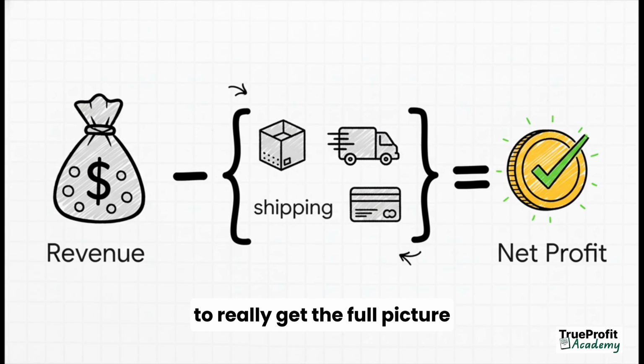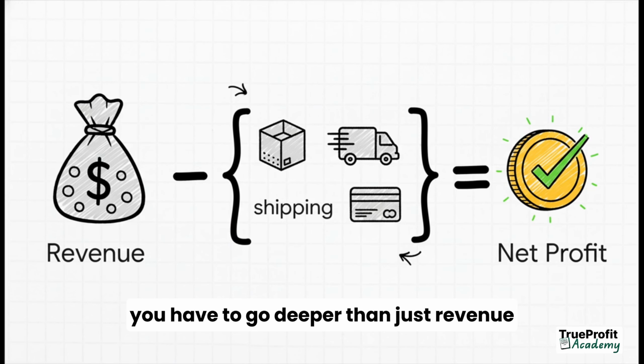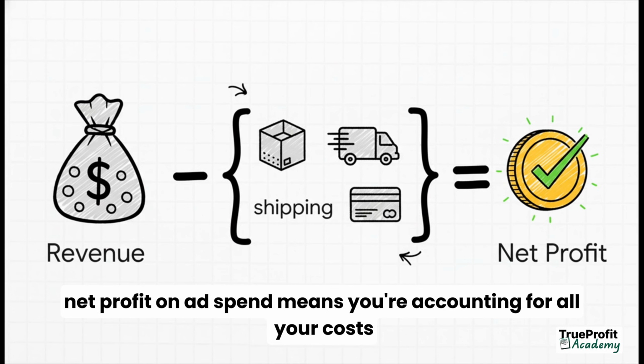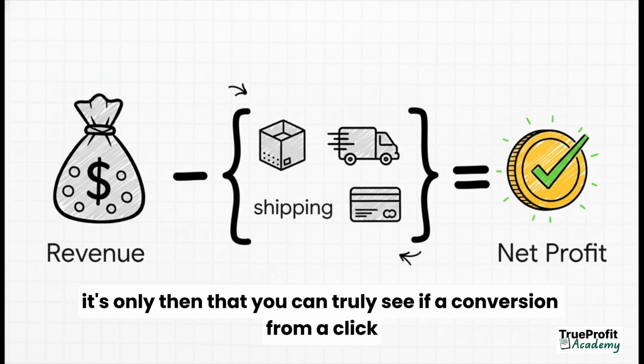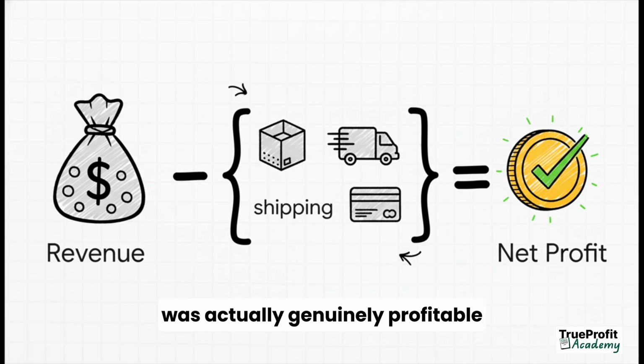Look, to really get the full picture, you have to go deeper than just revenue. Net profit on ad spend means you're accounting for all your costs: the cost of the product itself, shipping, any transaction fees, all that stuff. It's only then that you can truly see if a conversion from a click was actually genuinely profitable.